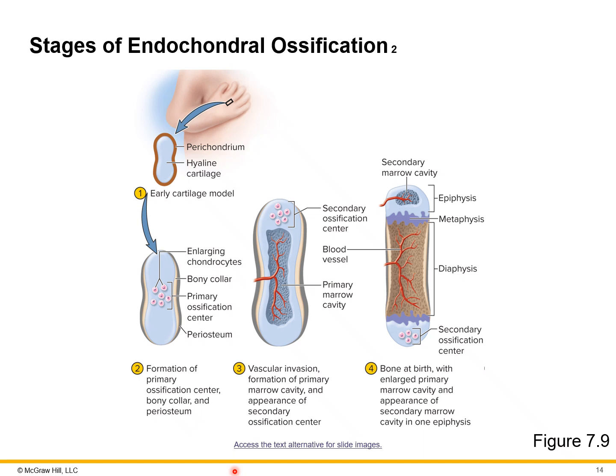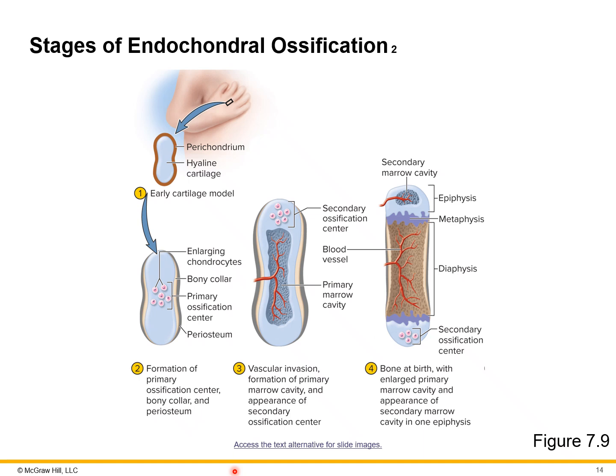Soon, the chondrocyte enlargement and death and vascular invasion will occur in the epiphysis of the model, creating a secondary ossification center. In the metacarpal bones, like what this figure is showing, this is only going to happen in one epiphysis, but in longer bones like the arms and the legs, it's going to occur in both ends.